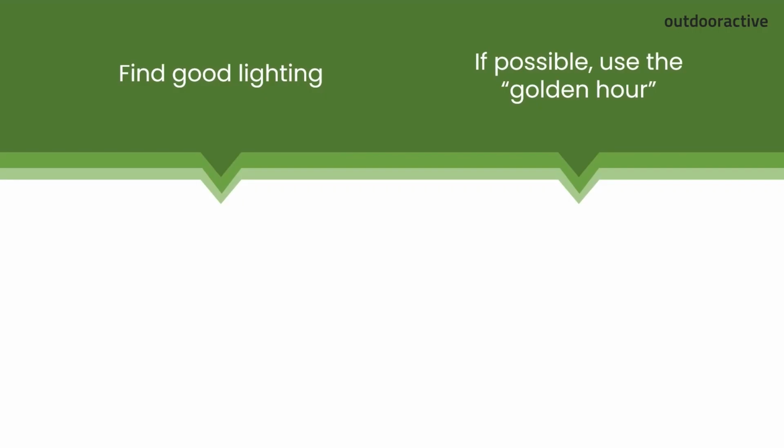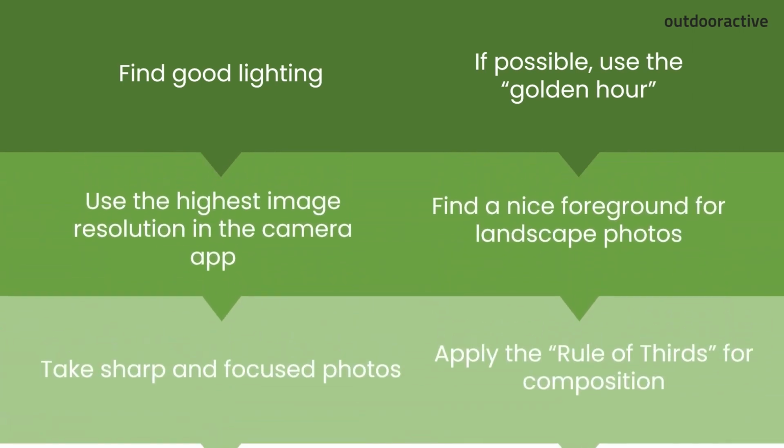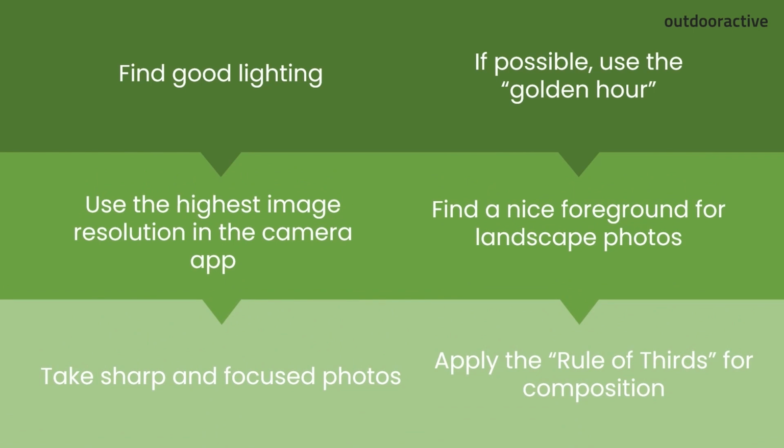To sum them up, they are: make sure there is good lighting when taking your picture. Use the highest resolution setting in your camera app. Make sure your images are sharp and focused. Try and shoot during the golden hour to get warm, beautiful colors. Find a foreground to your background, and apply the rule of thirds to compose your images. And maybe, most importantly, have fun while taking pictures.